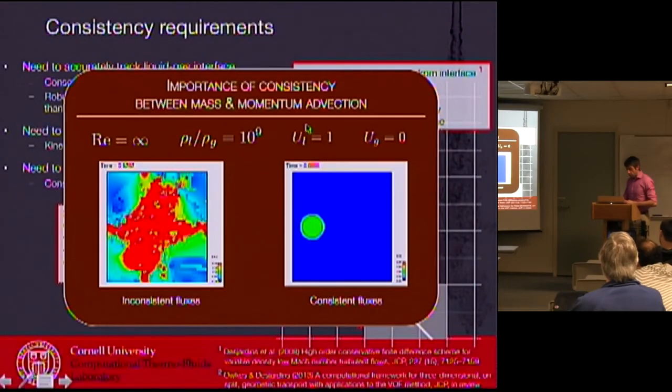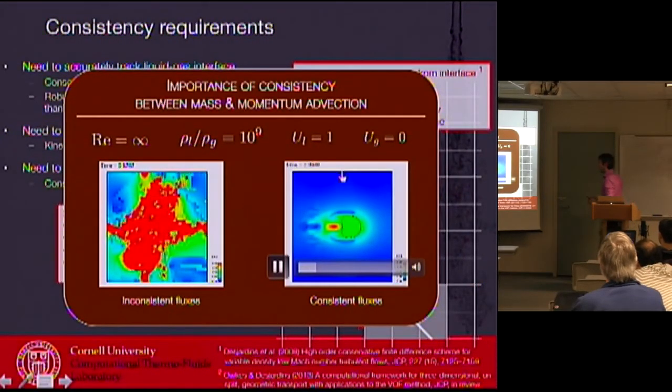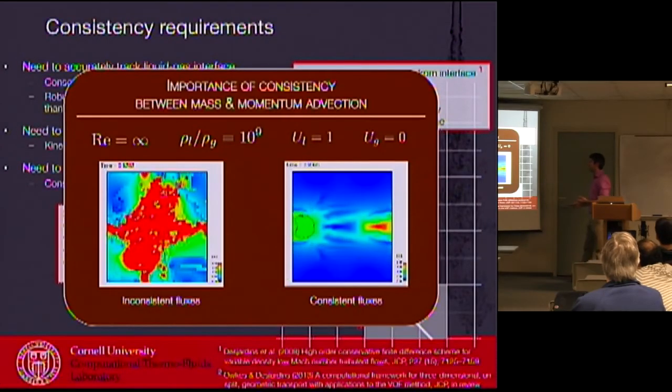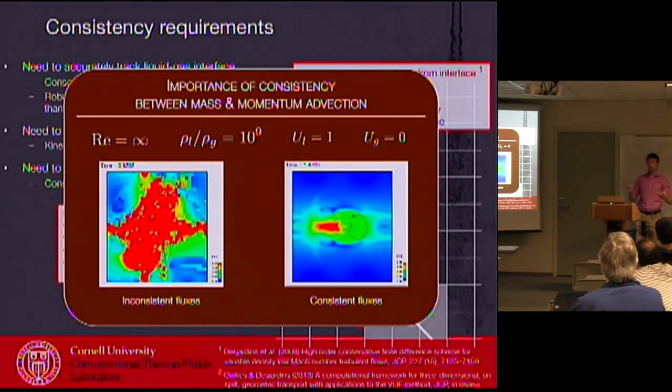If you're consistent, this is still a difficult problem, but it shouldn't be a robustness problem. You're still formally second-order accurate. We have discrete conservation of momentum. There's no reason why anything should blow up. And yes, you have deformation. Yes, it's not perfect, but you get something that runs.